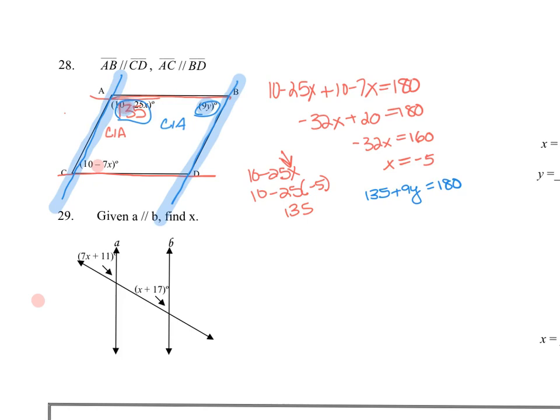And so if I subtract 135 from both sides, and divide, then I'm going to get y is equal to 5. And I have then found my x value and my y value.